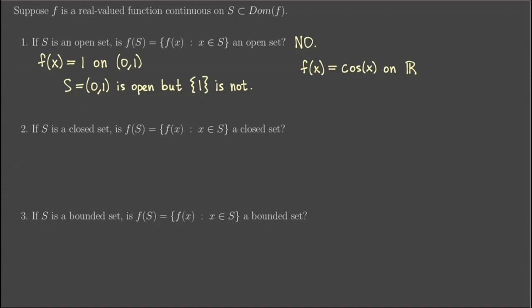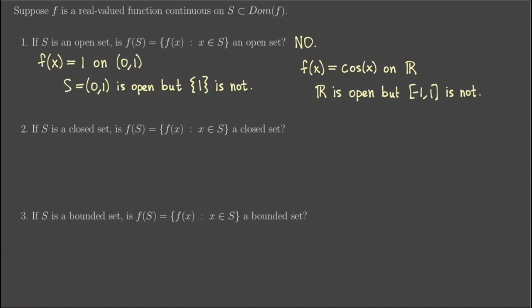Just for good measure, here's another example. Take the whole real number line, that's an open set, and then consider the function f of x equals cosine. Its outputs form a closed interval from -1 to 1. Most importantly here is that [-1, 1] is not an open set. So R is open, but the values that f takes on R is not an open set.